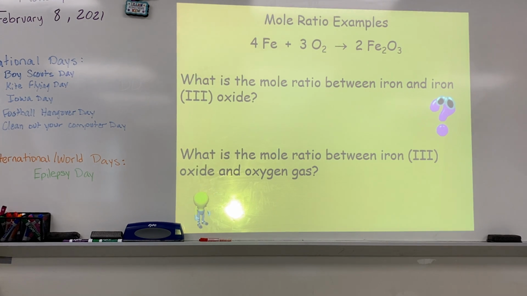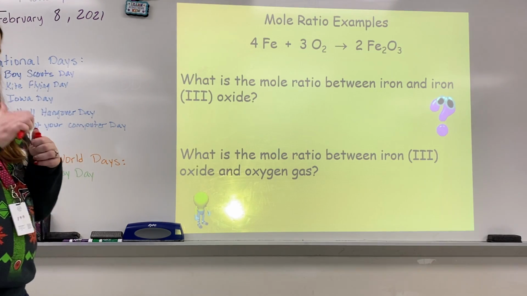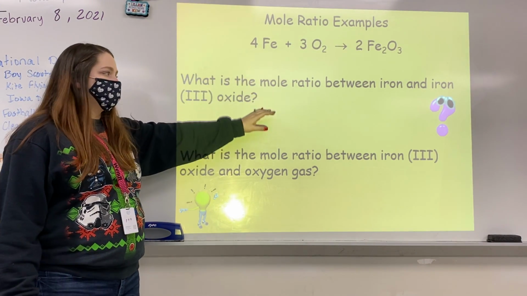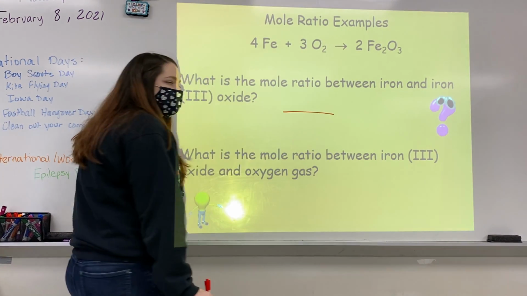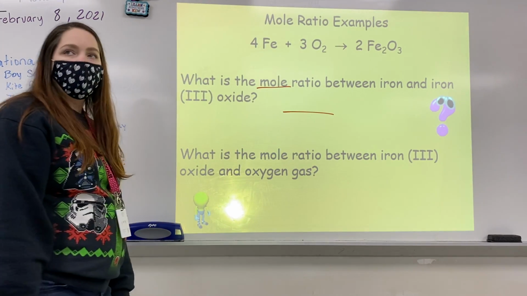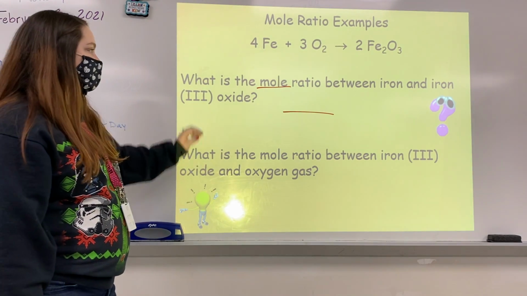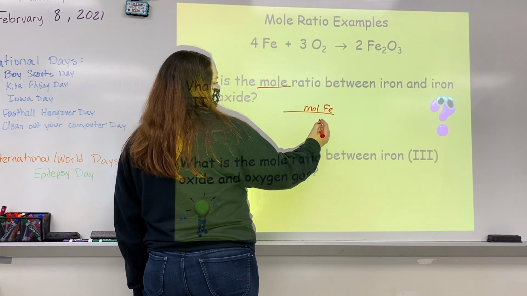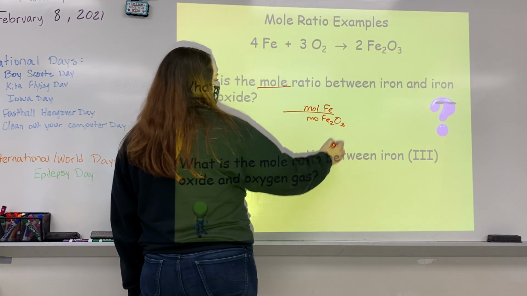So then, how would you write your mole ratios for the following questions? So again, given this balanced chemical equation, now we need to write our mole ratio. So our mole ratio is a fraction. We're going to have something over something. Our mole ratio is between the moles of our substances. So if we want the mole ratio of iron and iron oxide, we would have moles of iron on top and moles of iron oxide on the bottom.